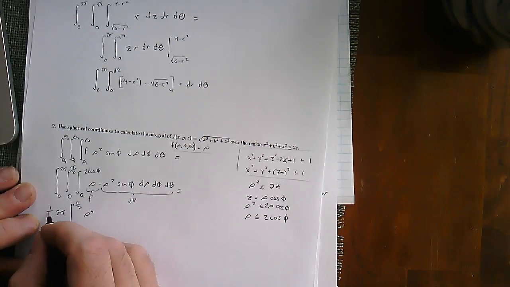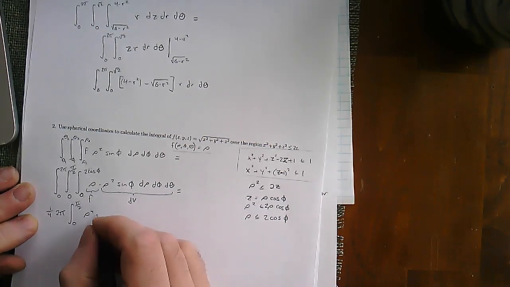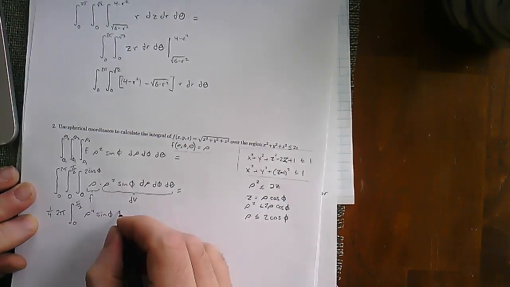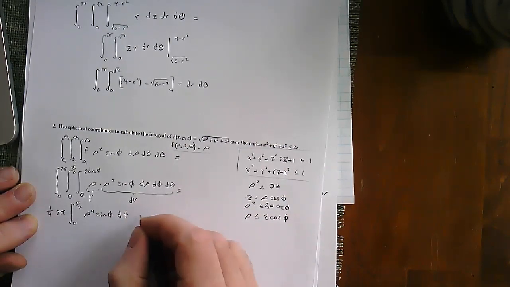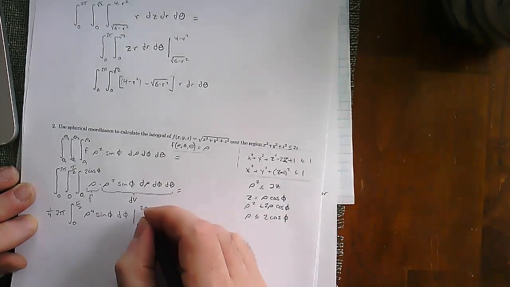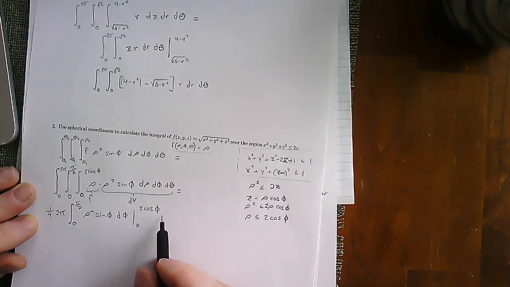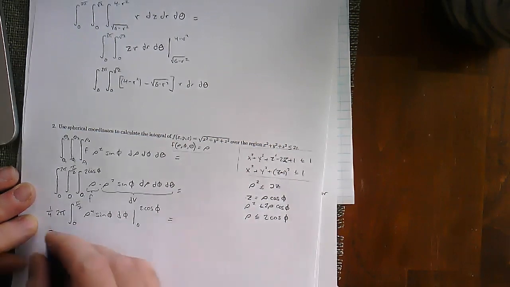I'll just maybe put that out here. So 1/4 times 2 pi, rho to the 4th, sine phi d phi. And we need to evaluate that at the endpoints of 0 and 2 cosine phi. Okay, so when we do that, we'll take 2 cosine phi, raise it to the 4th power.